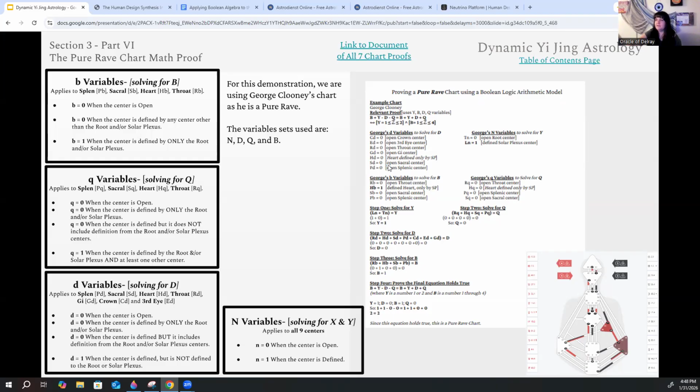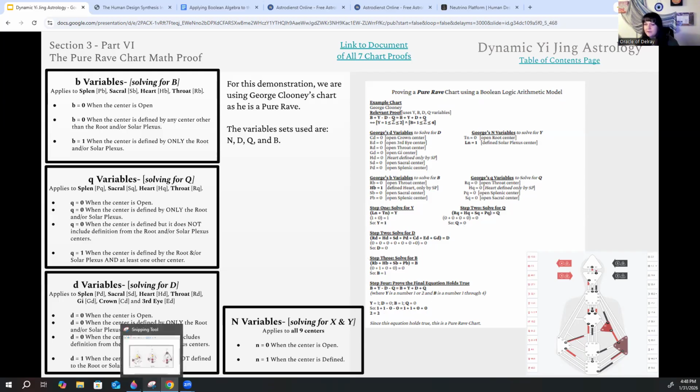If we plug in everything, his b variable is a defined heart only by solar plexus, so his b is 1, and then his y is 1. His q is 0, so he only has this one connection. So his y is 1, his b is 1, and he has a d of 0 and a q of 0. That's what you need for this proof to work out. So 1 plus 1 minus 0 minus 0 equals 1 plus 1 plus 0 plus 0, 2 equals 2. So it holds that it's a pure wave chart.